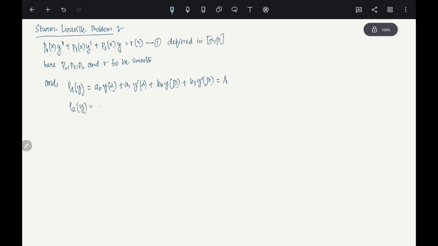And there is another condition L2(y), which is a similar sort of condition but with C0 and D0: C0 y at the point alpha plus C1 y' at the point alpha plus D0 y at the point beta plus D1 y' at the point beta, equal to B. So L1 and L2, these two conditions along with equation 1, where Ai, Bi, Ci, Di, A and B are constants.